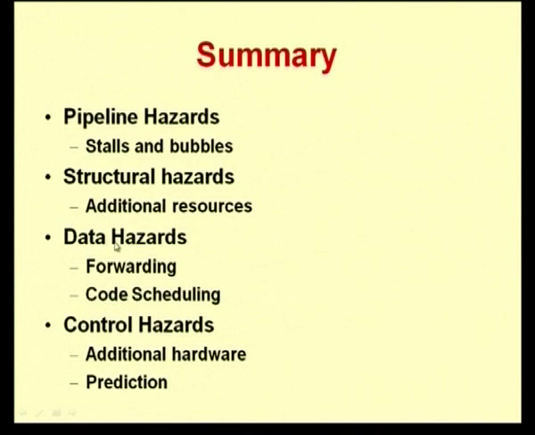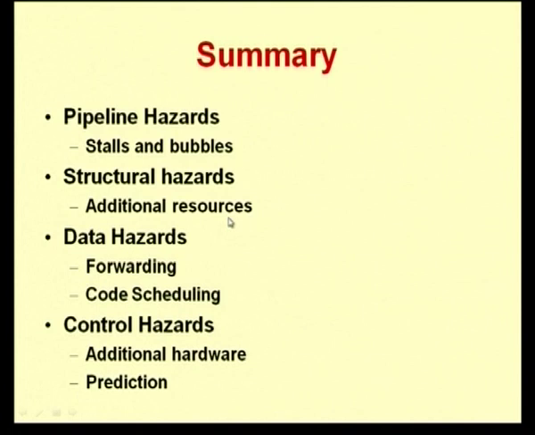So to summarize, we've looked at the different hazards that can occur in pipelines and how they can be handled. The different types of hazards we have are structural hazards, data hazards and control hazards. The way we handle these hazards without any techniques is basically by means of stalls. That is, you stall the pipeline and introduce bubbles. That is, there are some idle stages that are introduced into the pipeline. Another way of handling these hazards is by using additional resources in the case of structural hazards. We saw how the memory is split into two, the instruction memory and the data memory, in the case of the MIPS pipeline. And then use of forwarding and code scheduling to handle data hazards.